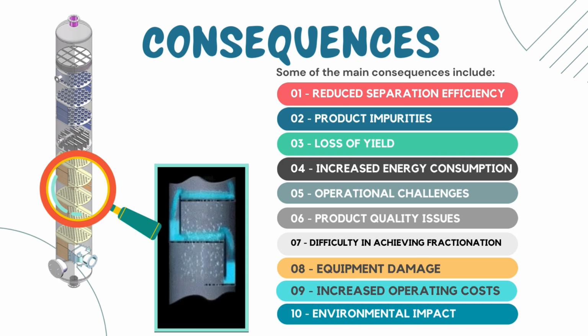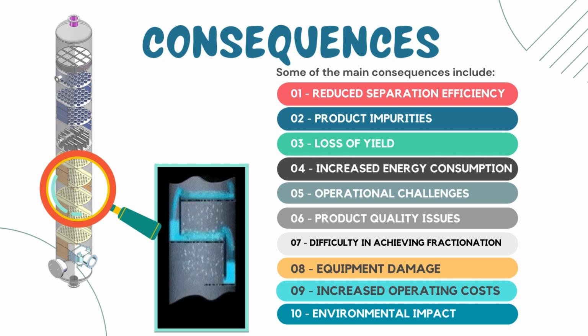Now the next consequence is increased operational cost. Guys, addressing the consequences of weeping, such as product impurities and equipment damage, often requires additional resources and increased operational costs. This includes expenses associated with maintenance, energy consumption, and potential reprocessing of products.